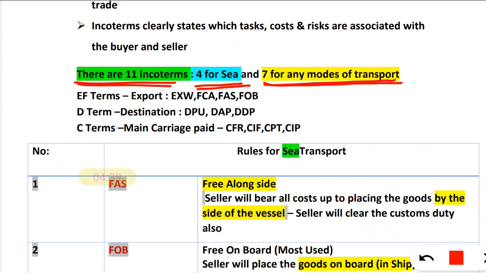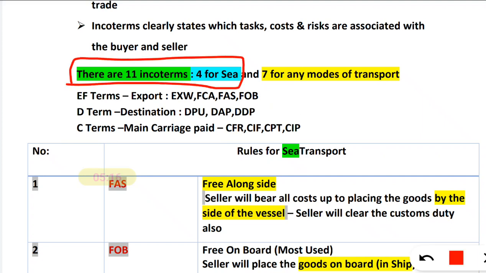Now there are total 11. So how to remember? See, the terms which start with C, for example CFR, CIF, CPT and CIP. The terms with D are DPU, DAP, DDP. The terms with E and F are EXW, FCA, FAS and FOB. Okay, so this is the way you can remember. It is not necessary that you remember all the terms, but the point you should remember here is that total 11 are there. Out of that, 4 are for sea or marine transport and 7 are for any mode of transport.